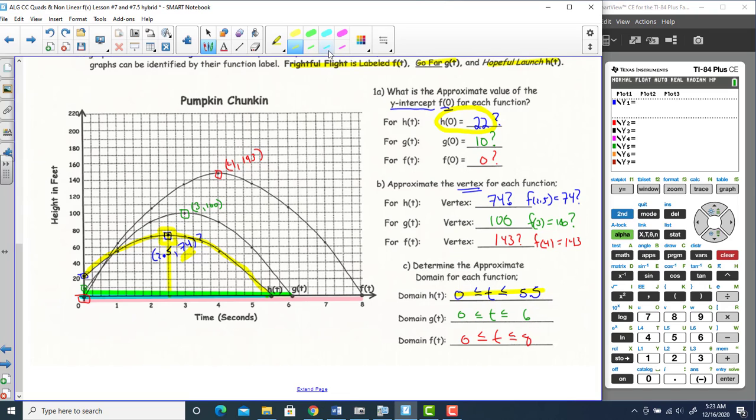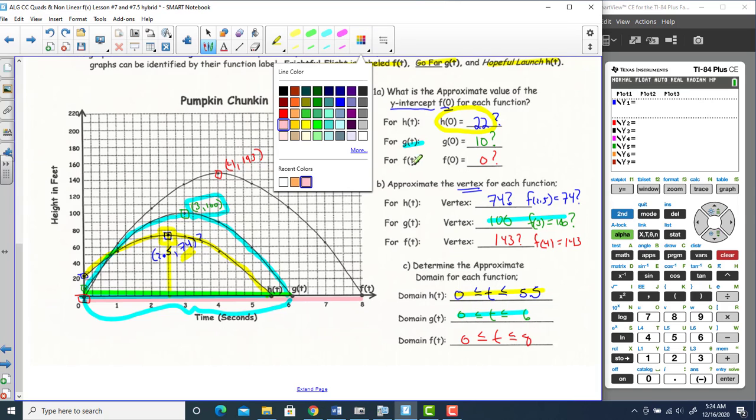We then did the same thing for Go Far, and we noticed that Go Far brought back its arm to about 10 feet high in the air. And having pulled its arm closer to the ground, it was able to go a little bit higher and a little bit further. We identified its vertex as happening at about 3 seconds at a maximum height of about 100 feet. And we believe that its domain, how far or how long it had been in flight, I should say, identified by the highlighted green section, seemed to be approximately 6 seconds. So we said from 0 to 6 seconds.